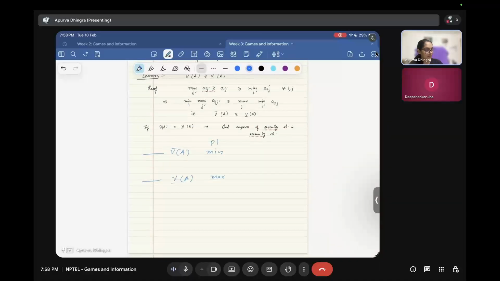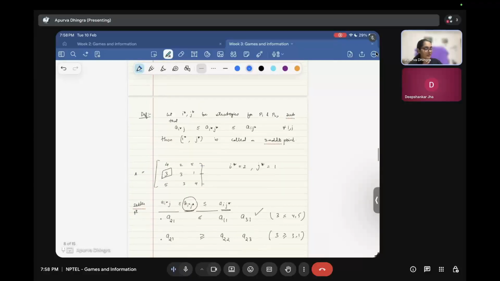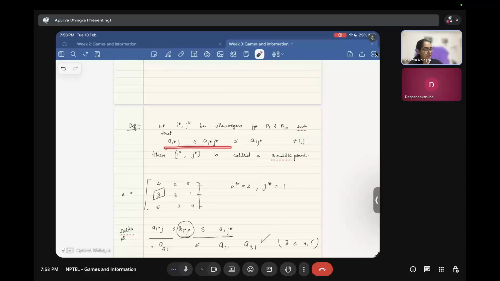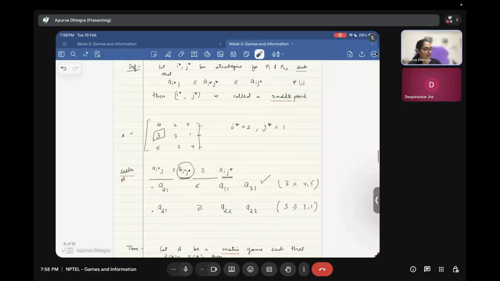This is what the players are doing. And we saw what a saddle point is. A saddle point is something that satisfies this property. Any such strategy which satisfies this property is called a saddle point. And the example that we saw above had that exact thing. The security strategies there satisfied the property of saddle point.